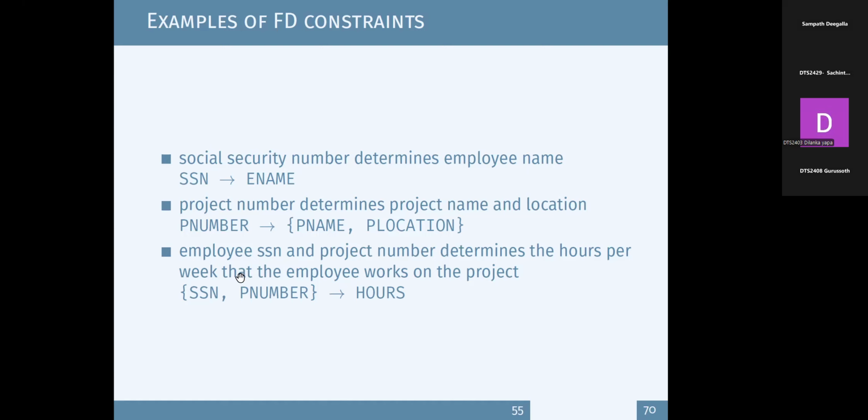Similarly, this is actually coming from our company database. If you take both social security number, that is like our ID number, and project number together, you can functionally determine the number of hours a particular employee works on the project. So these are some examples of functional dependencies.